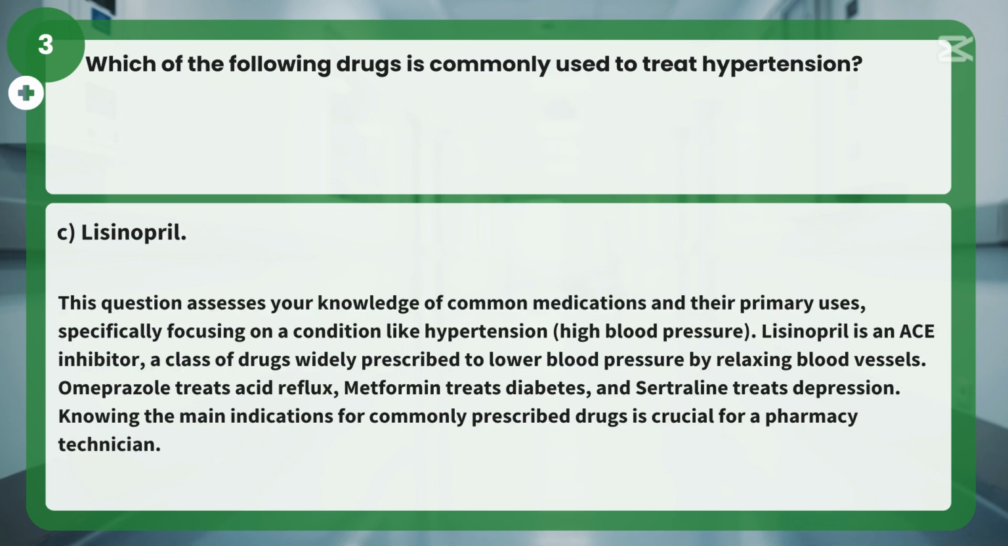Answer: C. Lisinopril. This question assesses your knowledge of common medications and their primary uses, specifically focusing on a condition like hypertension, high blood pressure. Lisinopril is an ACE inhibitor, a class of drugs widely prescribed to lower blood pressure by relaxing blood vessels. Omeprazole treats acid reflux, metformin treats diabetes, and sertraline treats depression. Knowing the main indications for commonly prescribed drugs is crucial for a pharmacy technician.